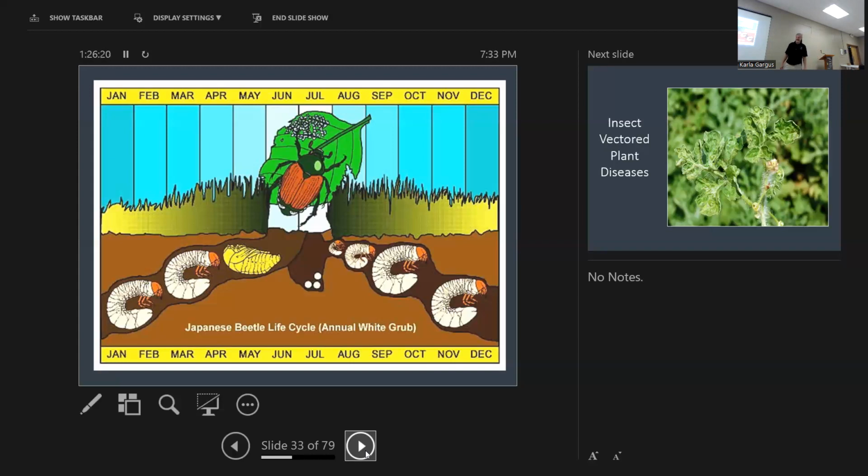Let's see if I get some pictures. Got all kinds of different things here. Some of these are beneficial, some of them are pests.